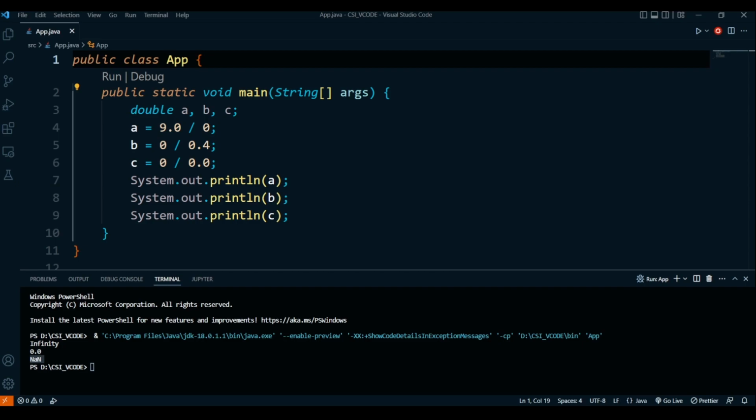But for the integral type, we do not have any such constant. That's why we get an arithmetic exception for this B. We do not have any representation for 0 divided by 0.4. So that's why it is throwing an arithmetic exception.